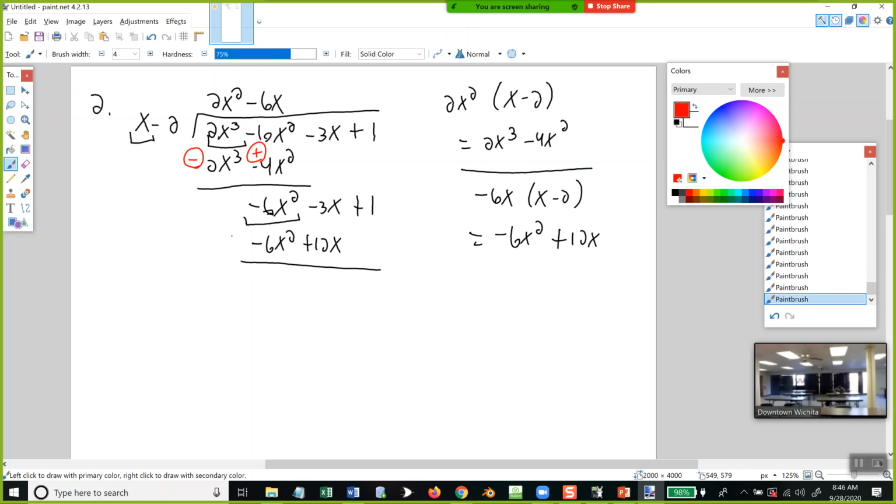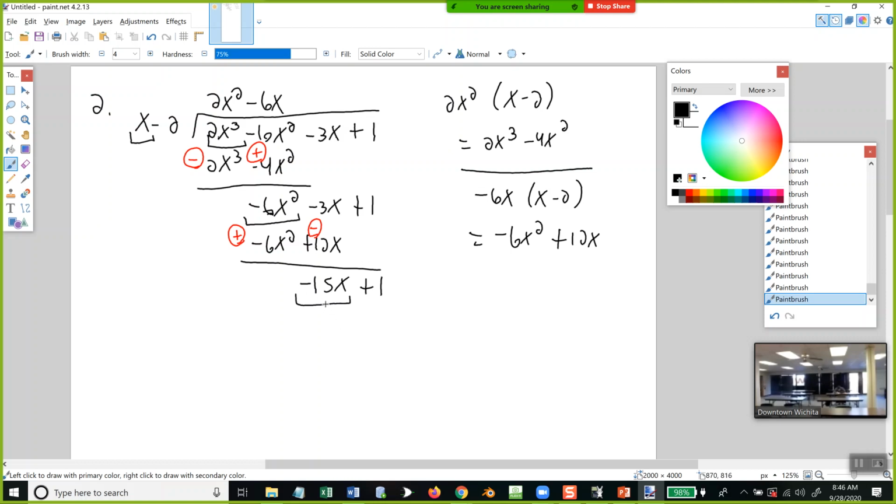I'm going to subtract that line, which means flip signs. So this becomes a positive, this becomes a negative. If 6x squared plus 6x squared drops away, negative 3x minus 12x is negative 15x. Now bring down the plus 1.